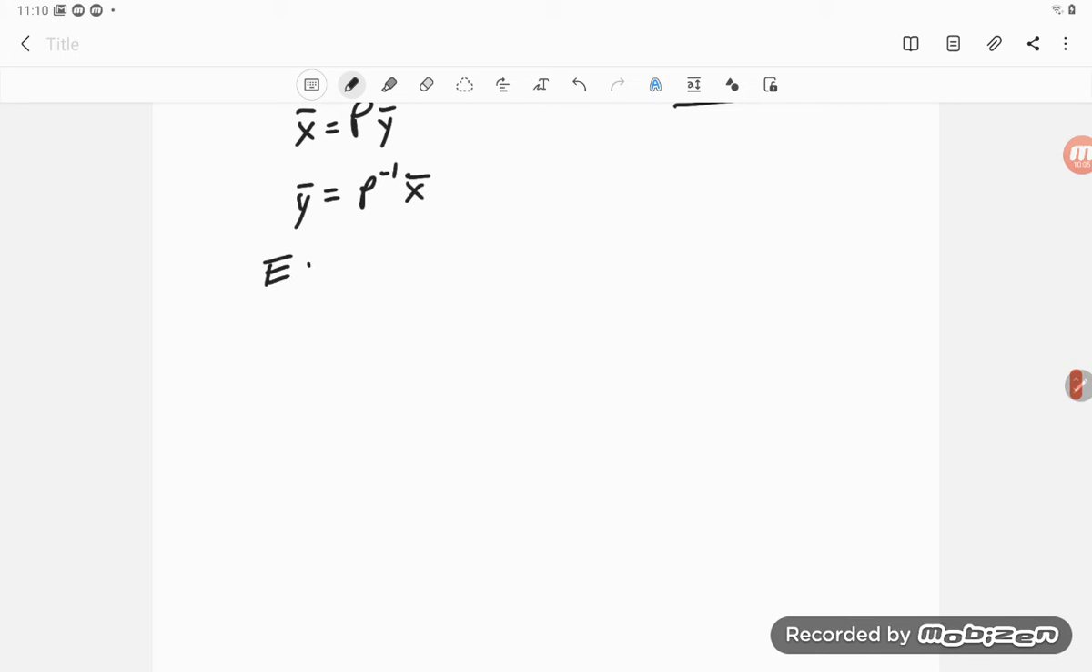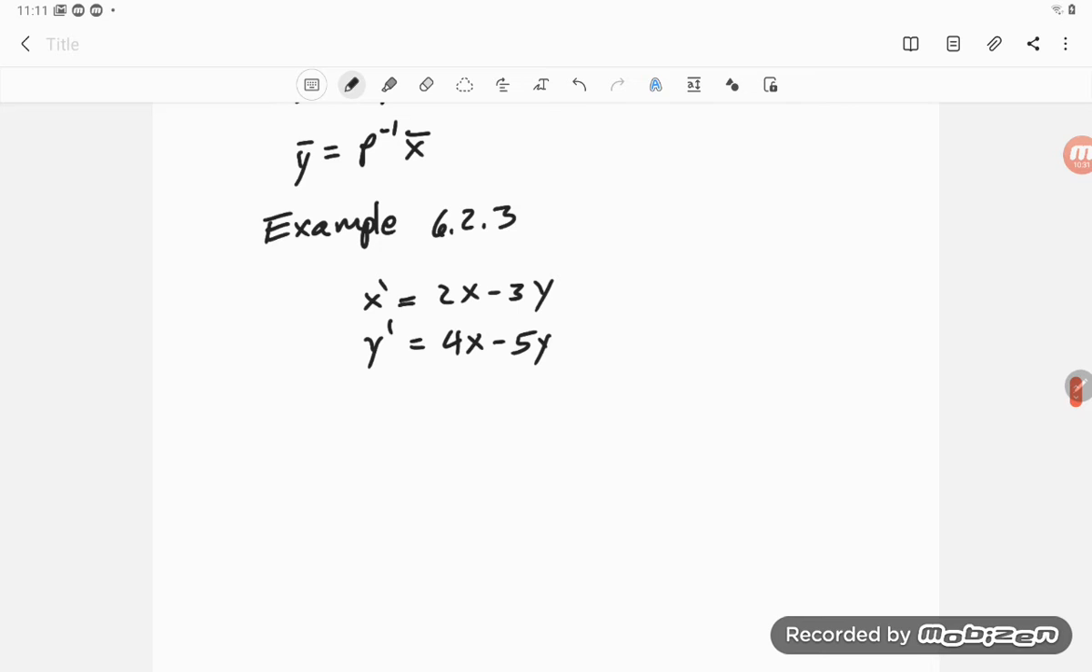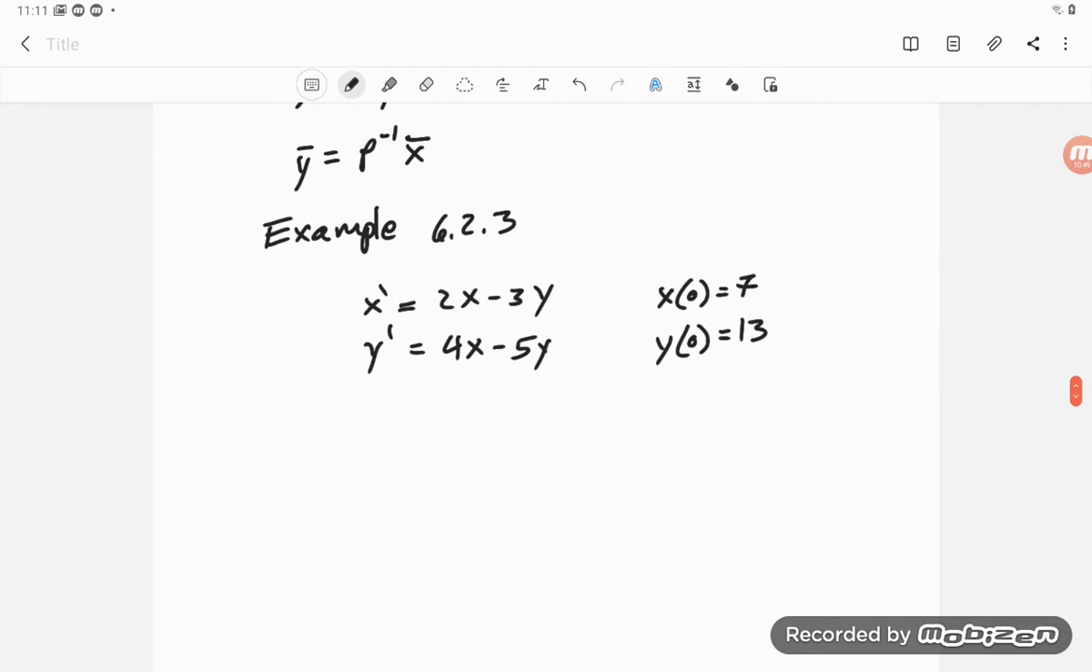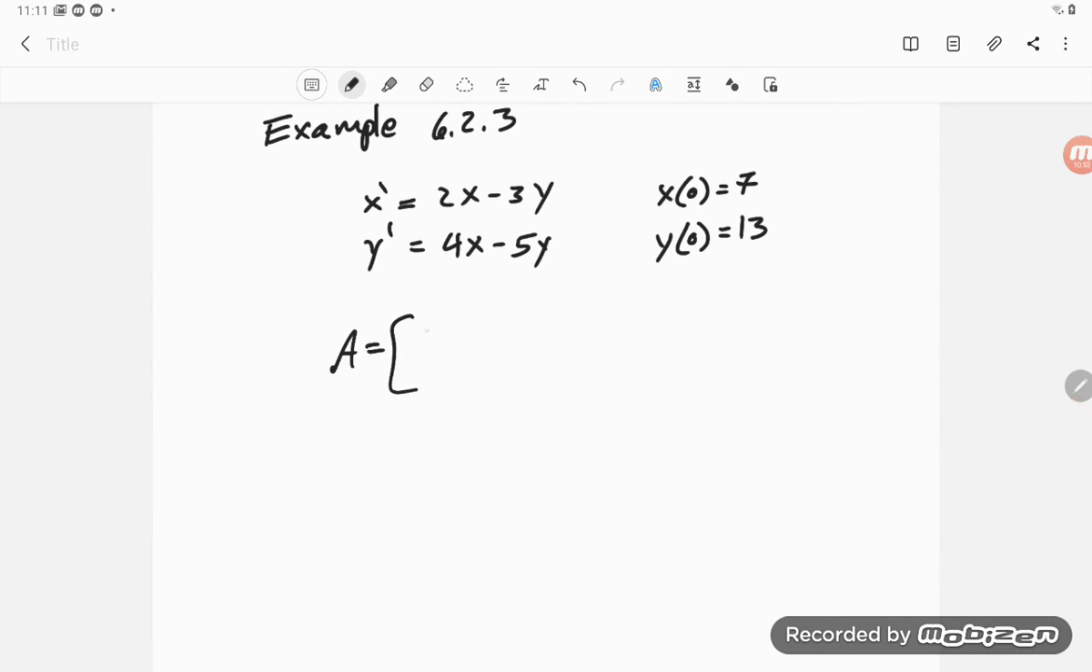So let's look at an example doing that. This is example 6.2.3, and so they have x prime equals 2x minus 3y, and y prime is equal to 4x minus 5y, and we're also told that x of 0 is equal to 7, and y of 0 is equal to 13. And they go through, so our matrix is 2, -3, 4, and -5.